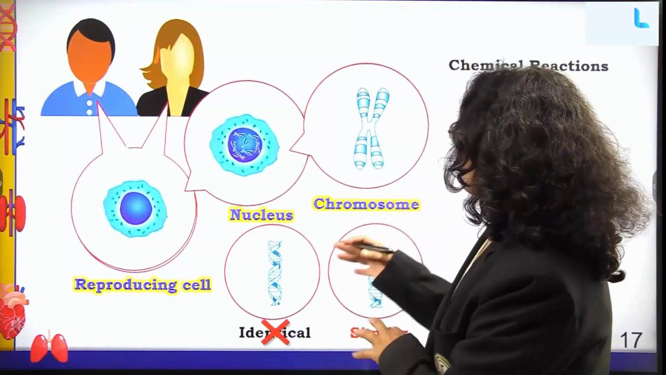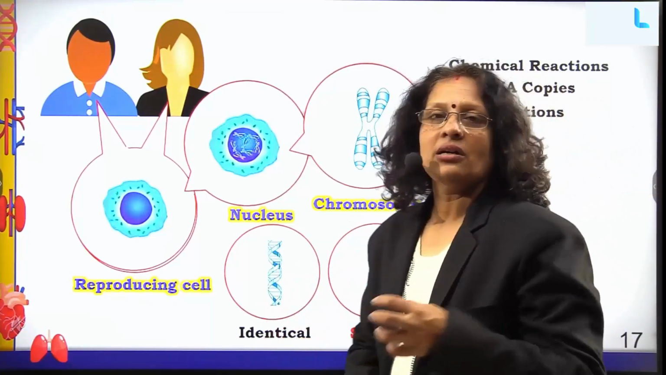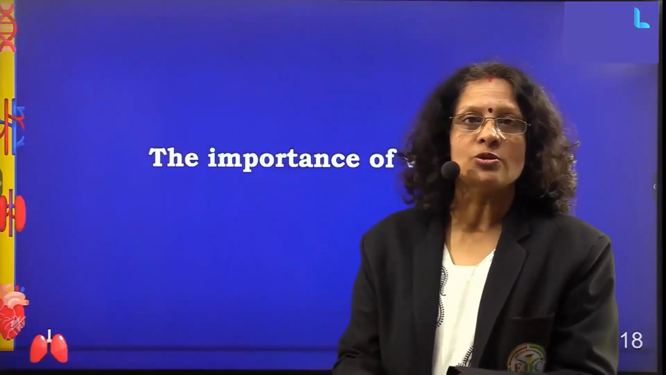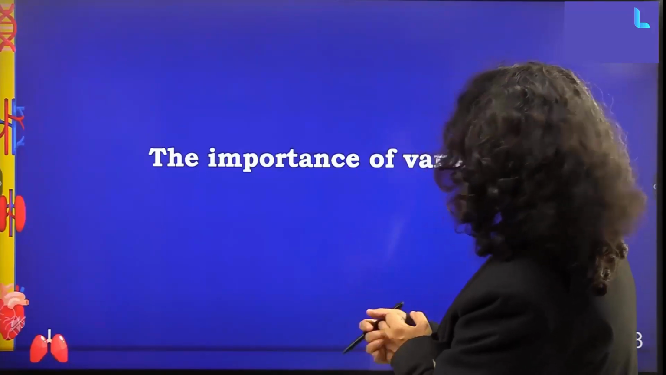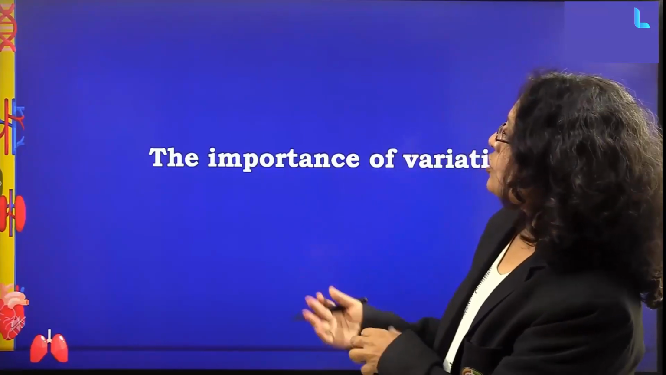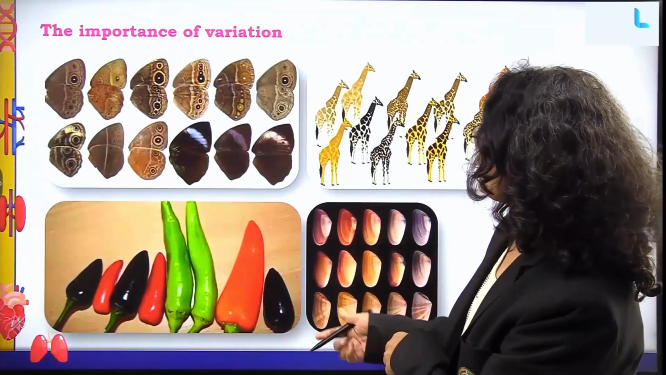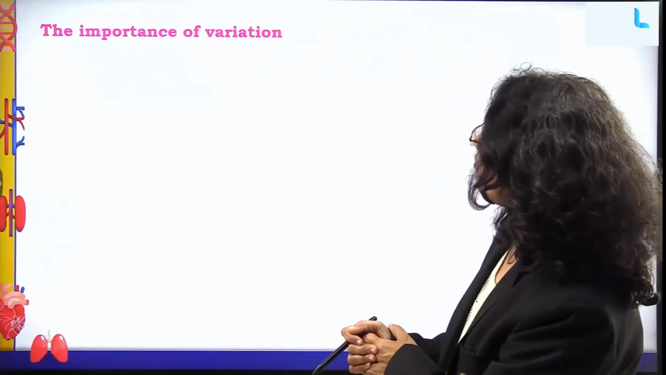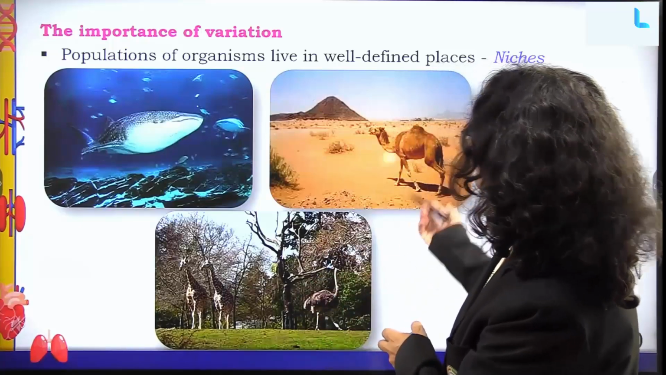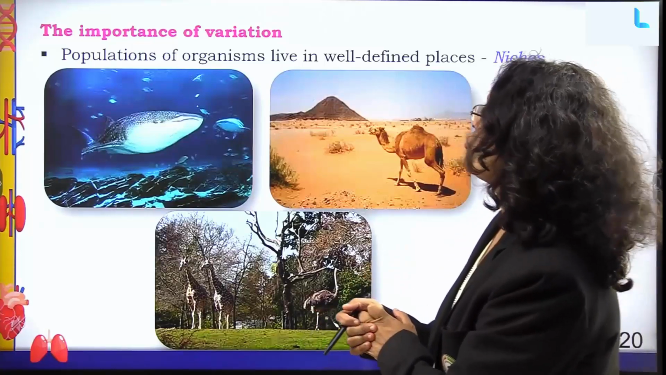Similarity means, like, every human being will have lungs for respiration, but it is not necessary that the structure, where it is situated, and how it functions are the same; everything might be different. So what is the importance of variation? Identification will be easy if variation is there, as well as different kinds of variation. Now see here the different species of butterflies, fishes, giraffe, camel. Populations live in well-defined places. This is the importance of variation.